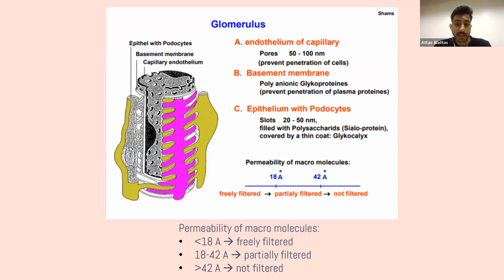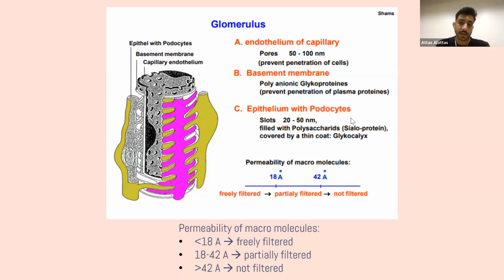The next layer is the epithelium or the podocytes, okay? So it has slots that are 20 to 50 nanometer. So even if the cells were somehow able to pass through the endothelium, they won't be able to pass through the epithelium, okay? And the function of the podocyte is also to prevent the proteins from being filtered.